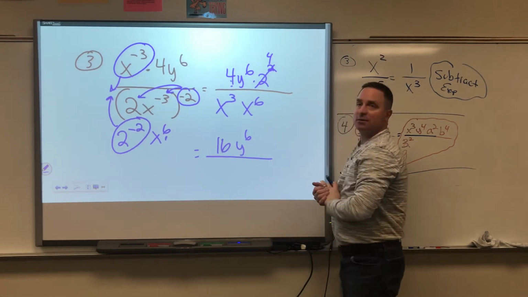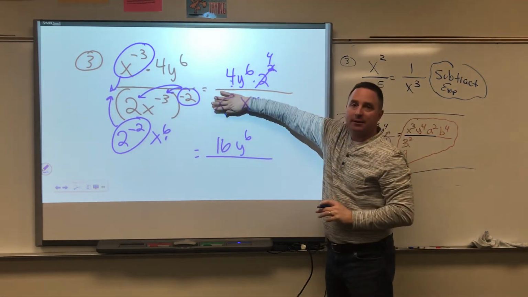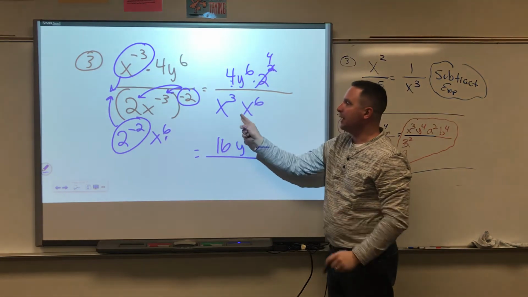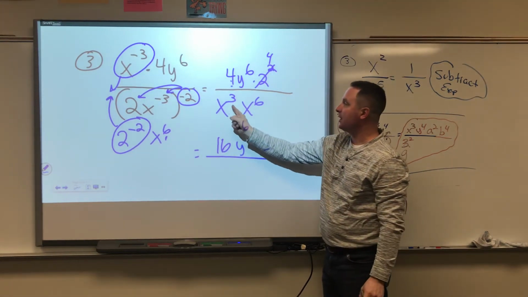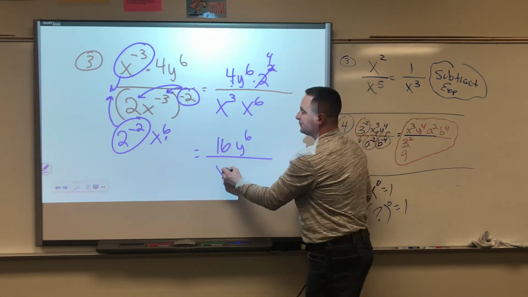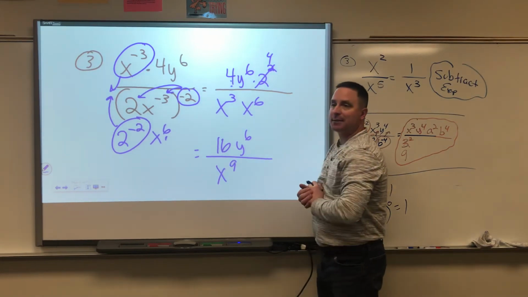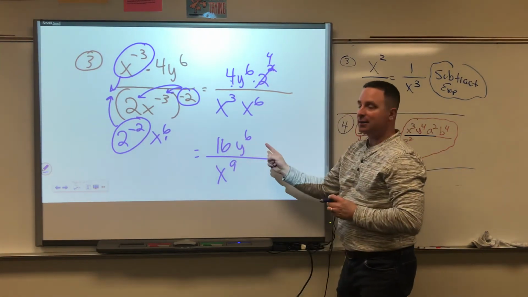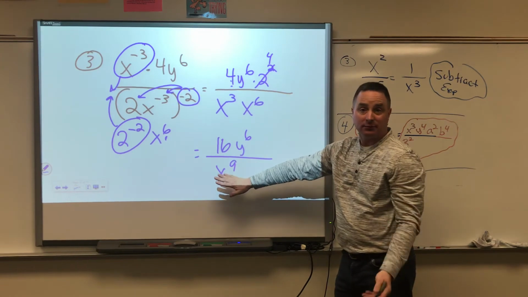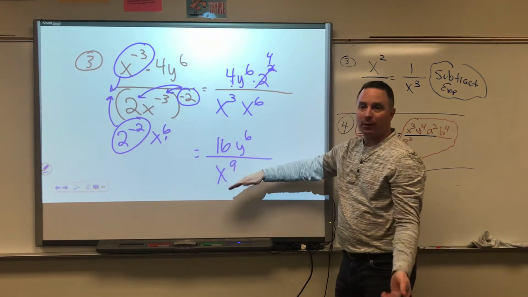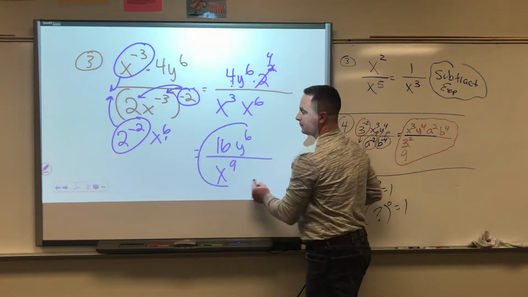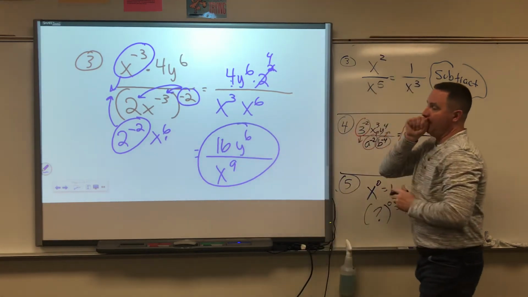Y to the 6th. Okay, that's my numerator simplified as much as I can. On the bottom down here, I just have some x's. X to the 3rd times x to the 6th is x to the 9th. I'm going to add them together. I don't see any more x's. You should only really have one of each letter. Okay, can't have more than one y, more than one x. That's all I got. There we got it.